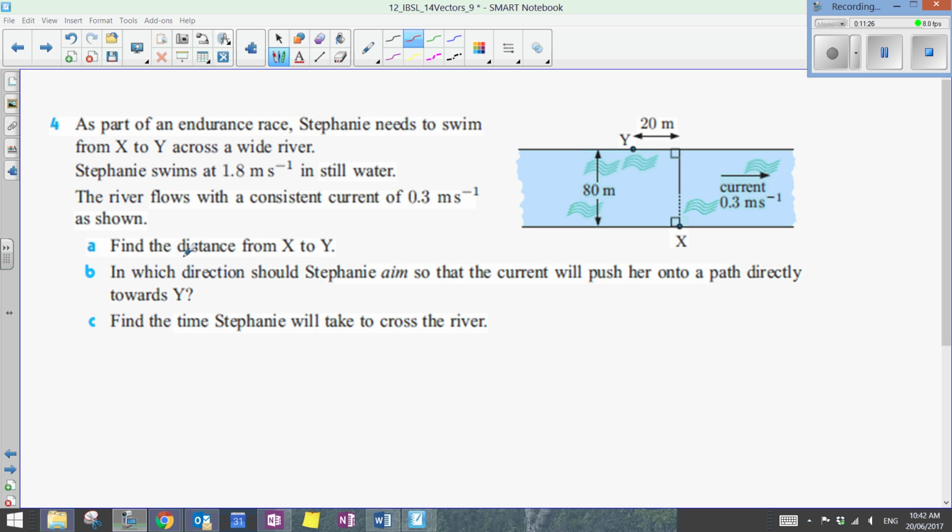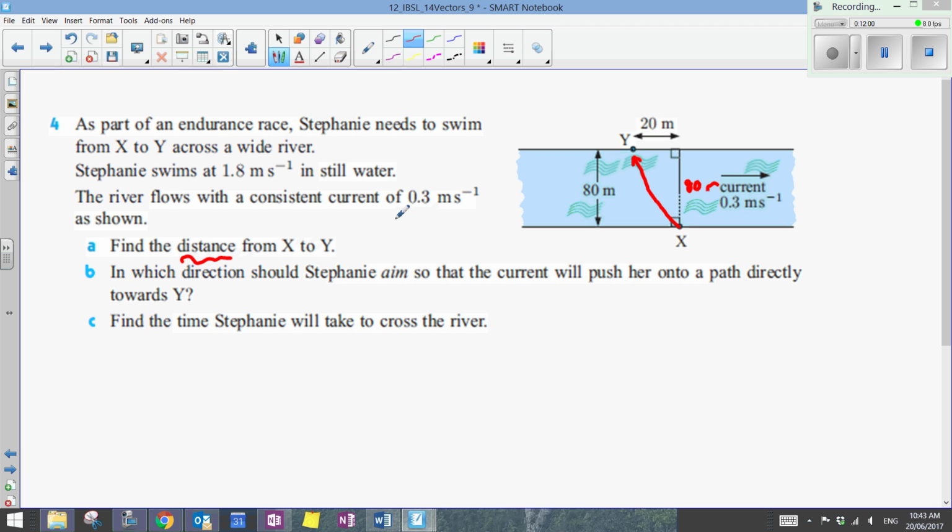Similar to the last one, you're swimming across a river, and Stephanie swims at 1.8 meters per second in still water, but you have a current that's flowing to the right at 0.3 meters per second. First, we want to just find the distance from x to y. We recognize this as a right triangle. We're given this as a right triangle as well. It's directly across the river. We know the river is 80 meters across, and this distance is 20. So we should be able to find the distance pretty easily using Pythagoras.